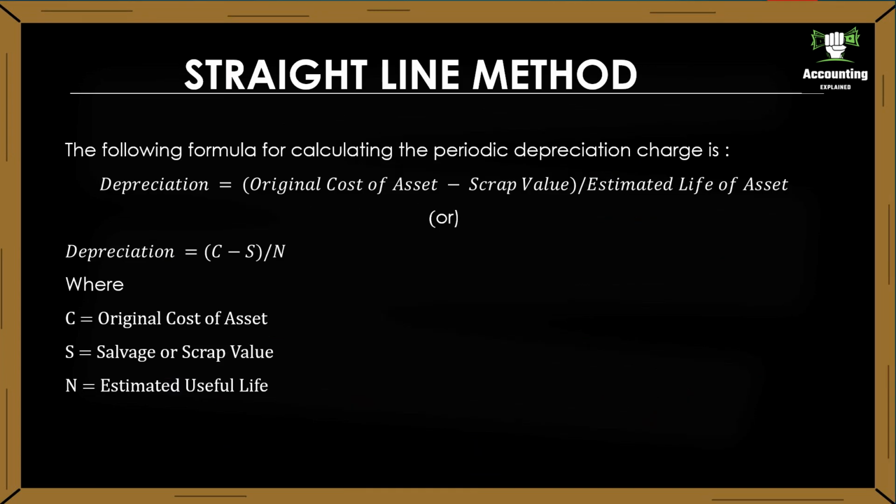The formula used for calculating depreciation under the straight line method is: depreciation is equal to original cost of asset minus scrap value, divided by estimated life of asset. So in short form we can say depreciation is equal to (C minus S) divided by N, where C is the original cost of the asset, S is salvage or scrap value, and N is the estimated useful life.